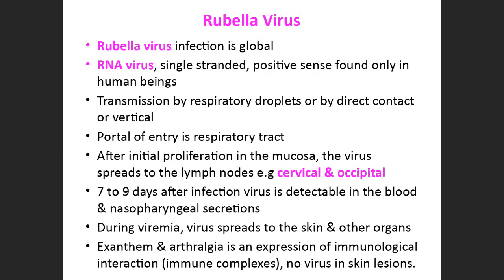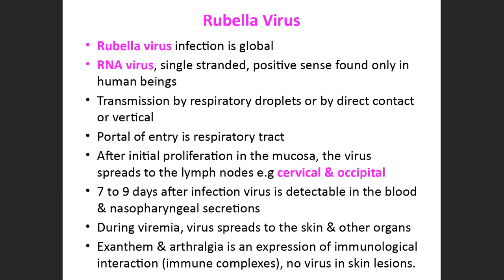Coming to rubella virus, another important virus. Rubella virus infection is global. It is seen everywhere. It is a single-stranded, positive-sense RNA virus, and it is also strictly a human virus. Transmission is by respiratory droplets or by direct contact, and vertical transmission also occurs in rubella. The portal of entry is the respiratory tract. Here, what happens after initial proliferation in the mucosa?